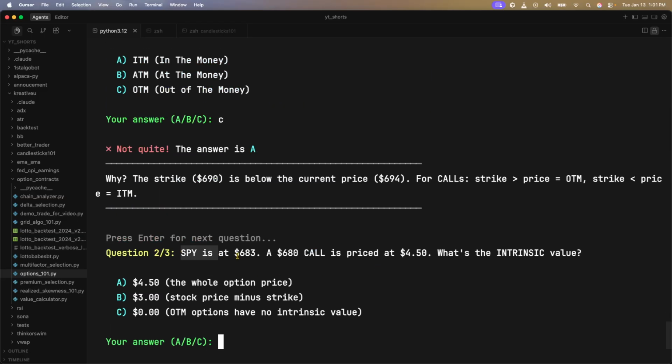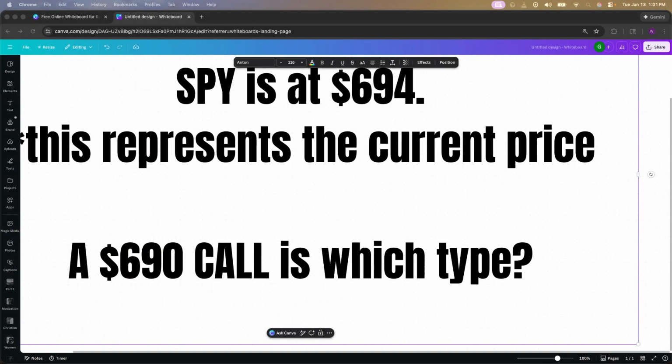SPY is at 693, and we have a 680 call which is priced at 450. What is the intrinsic value? All right, so let's go back to our whiteboard and break this down. Let's go to our whiteboard.